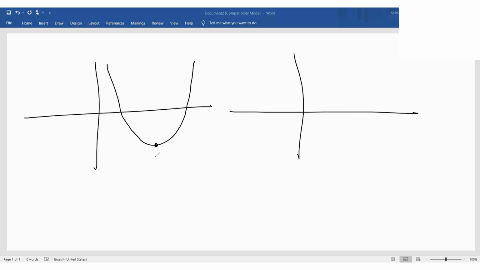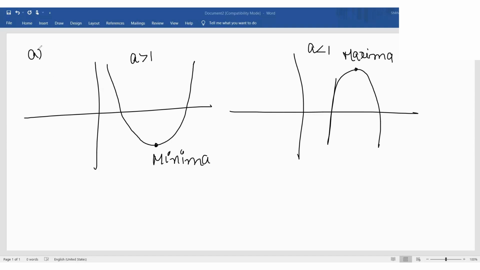This is my minima. And how to get a minima, I'll tell you the direct formula. Maxima, sorry. Maxima, right? First, we'll try to understand the terminology. Here A is greater than 1, here A is less than 1, and my equation is ax square plus bx plus c. General equation I'm taking.